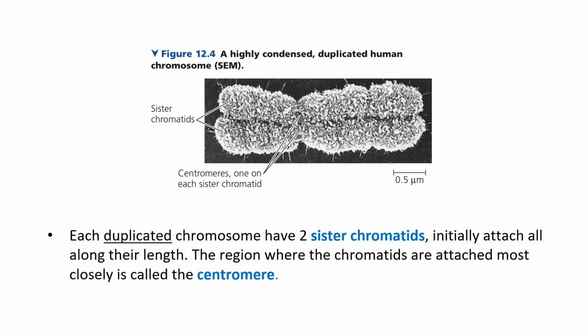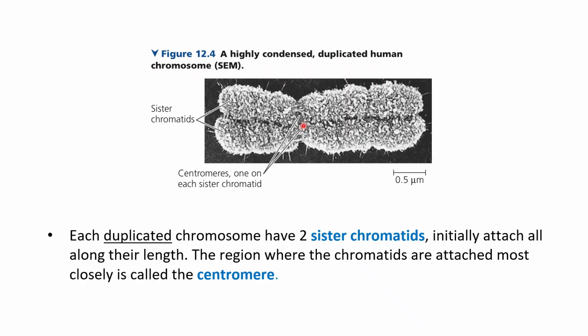So following DNA replication, that chromatin begins to condense into the chromosomes, as we can see in the figure here. So this chromosome contains two identical copies of DNA, 1 and 2. Right? So these are regarded as sister chromatids. These two sister chromatids are initially attached all along their length, and the region where they're attached most closely, that's what we're calling the centromere. Okay, so each sister chromatid has one centromere.